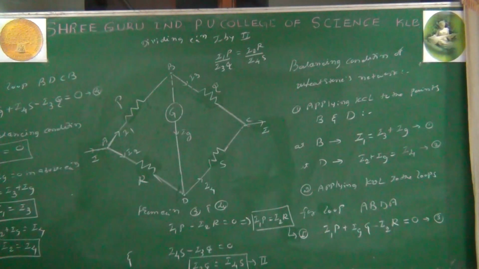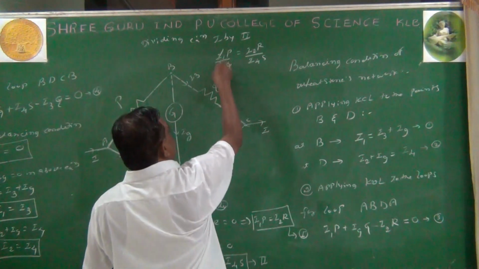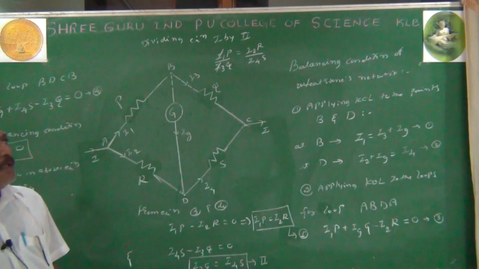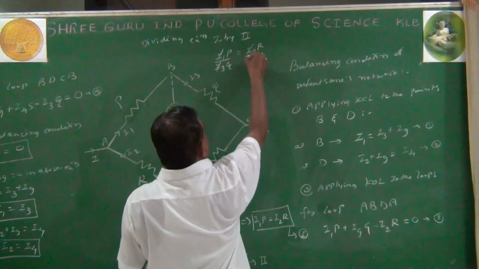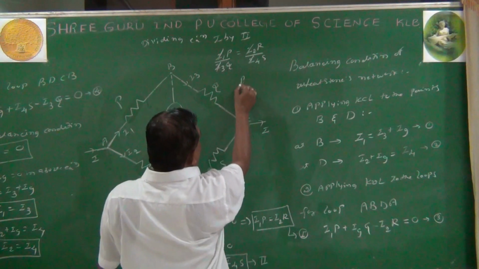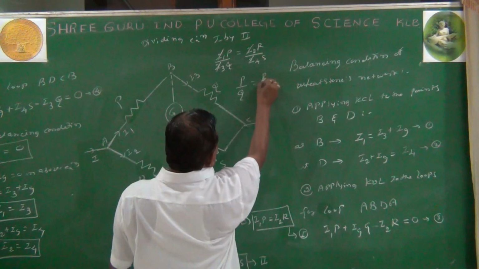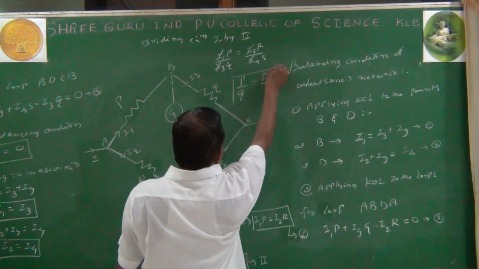So from the current equations, after substituting Ig equals 0, with the balancing condition I1 equals I3 and I2 equals I4, I1 equals I3, these get cancelled. Is it clear? Then I2 equals I4. Then what remains? P by Q equals R by S. This is our balancing condition.